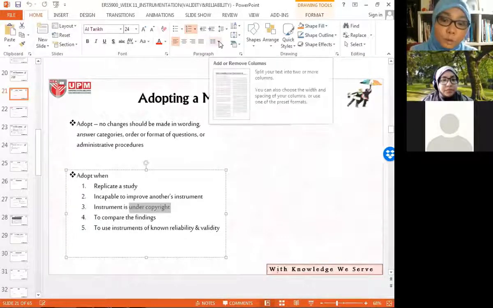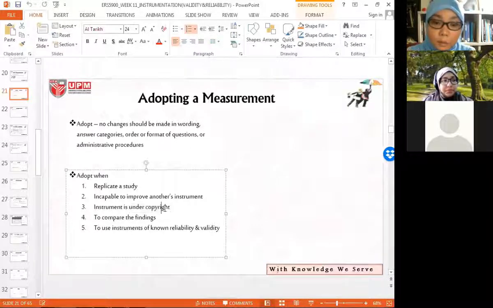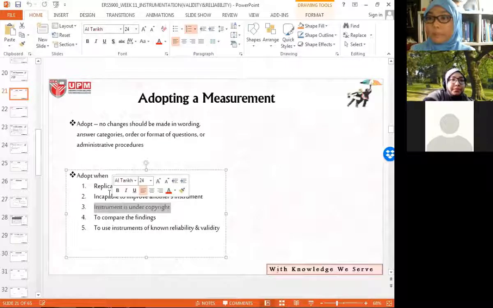If let's say you want to use the instrument, you need to get the permission from the author, from the original person, from the person who developed the instrument. Only then you can use the instrument. Okay, but there are some cases in which after you get the permission from the author, but the author said, please do not change anything from my instrument. You are allowed to use, but you cannot change anything.